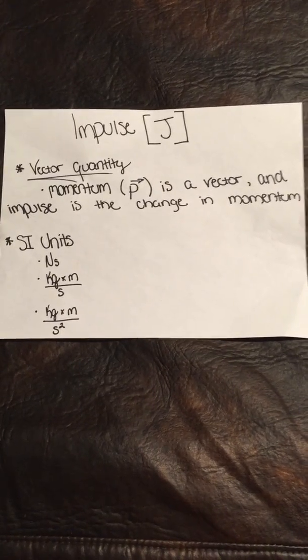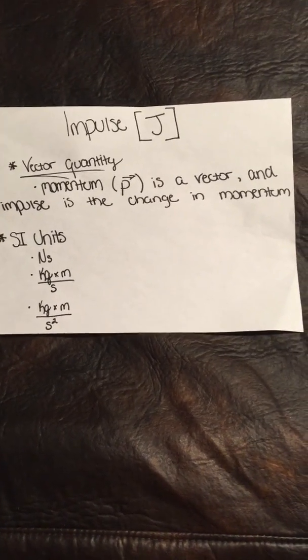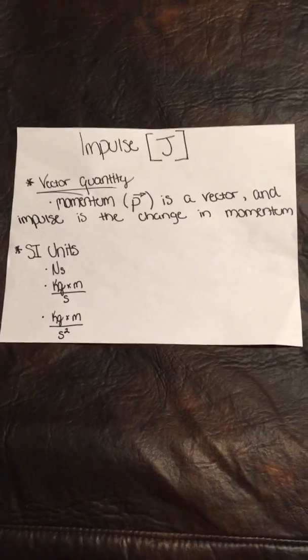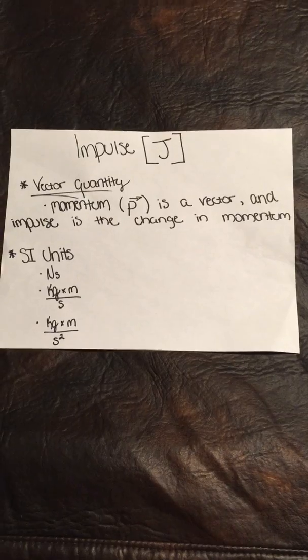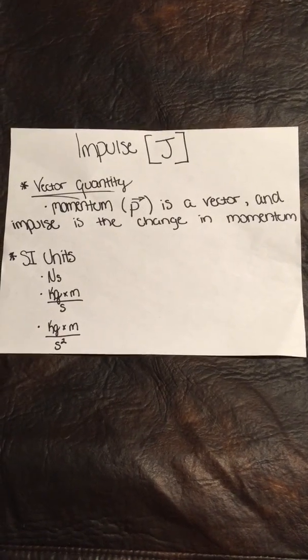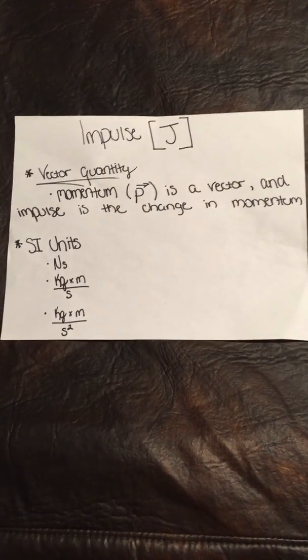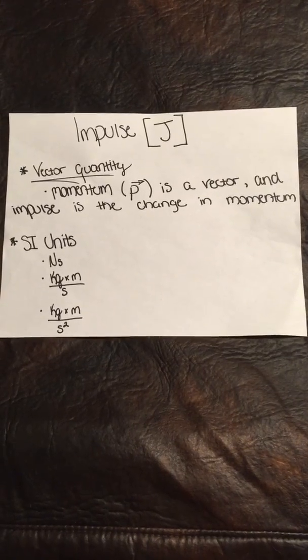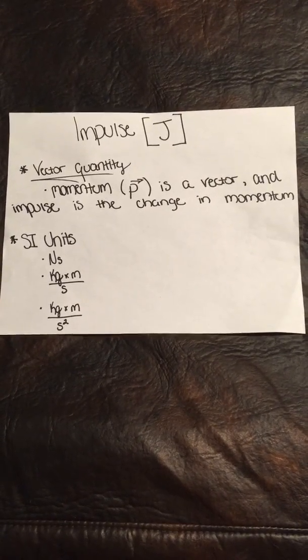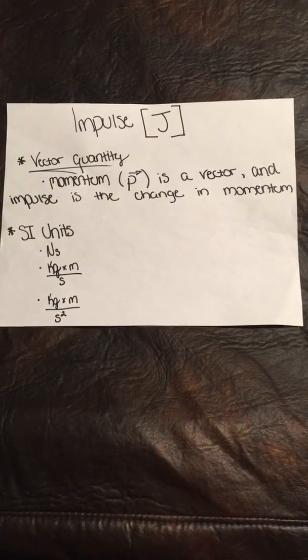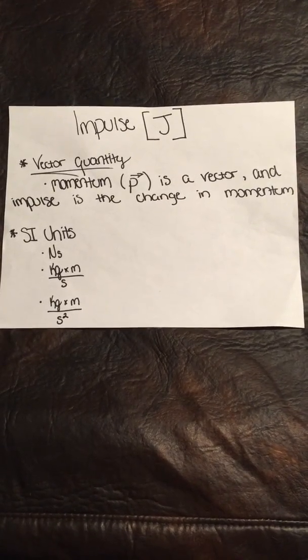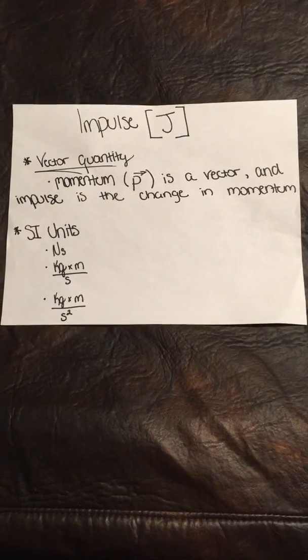Since it is a vector, it has a direction. We know that impulse is a vector because momentum, little p, is also a vector, and impulse is simply the change in momentum. There are three SI units to represent impulse. The first is Newton seconds, the second is kilograms times meters per second, and the third is kilograms times meters per second squared.